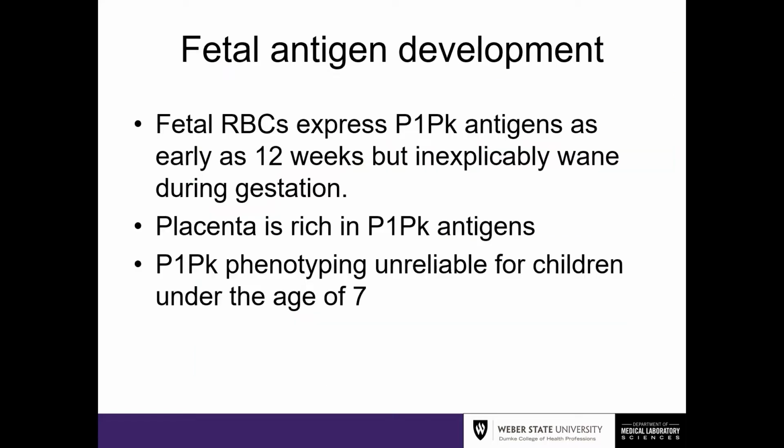If for some reason you thought that the P1Pk globocyte system couldn't get any more complicated, well, you'd be wrong. During fetal development, red blood cells will weakly express P1Pk antigens until 12 weeks of gestation. Then, the antigens will become undetectable for the rest of pregnancy. After birth, antigens in the P1Pk system are then unreliably expressed until after the age of 7, after which their adult phenotype is usually expressed.